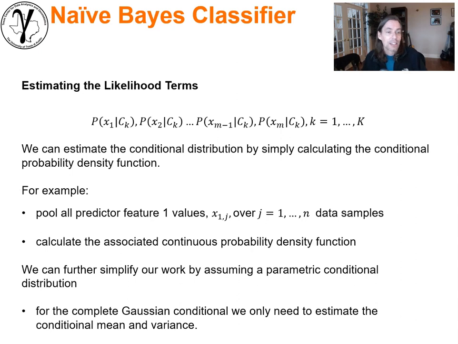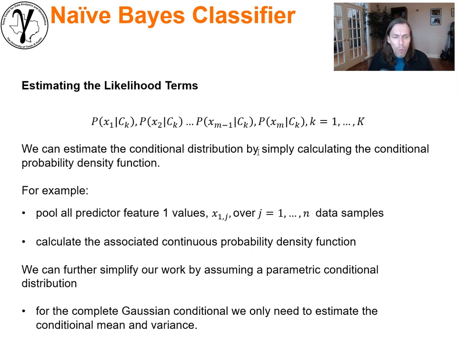Nope. Okay, so let's go ahead and talk about how we're going to estimate the likelihood terms. Not a big deal. We need to get each one of them. We can estimate the conditional distribution simply by calculating conditional probability density functions. Basically, all we do is take our data, break it up by category in the training data, and get the distributions for each one of the predictor features given that. We could pool the predictor features over all of the available samples for a single one of the categories, and then we could calculate the associated probability density functions directly. So that can get done.